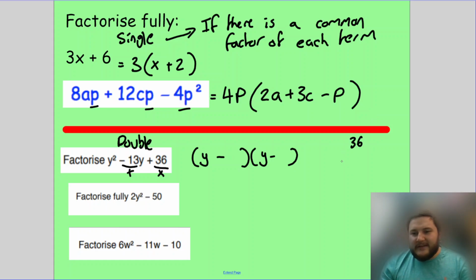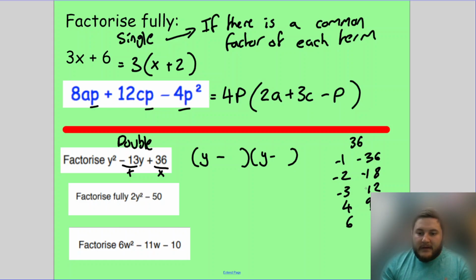So numbers that multiply to make 36 are 1 and 36, 2 and 18, 3 and 12, 4 and 9, and 6 and 6. And as we've discussed earlier, all of these have to be negative, so they're negative pairs. And then all I need to decide is which of these pairs will add to make negative 13. Well, it's going to be negative 4 and negative 9, because all the other ones don't work. So here it's got to be y take away 4, y take away 9 as the double bracket factorisation.